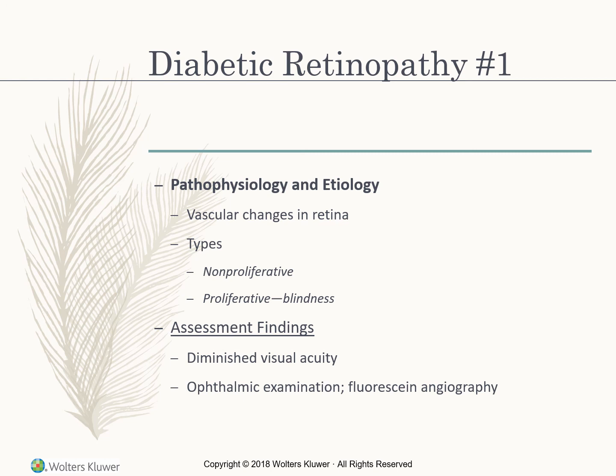They'll complain about visual acuity being diminished. And when we do their eye examination, it will show that they have swelling near the macula of the eye. So in diagnosing this, we can do fluorescent angiography, which will document changes in the retinal blood vessels in kind of like a photograph.